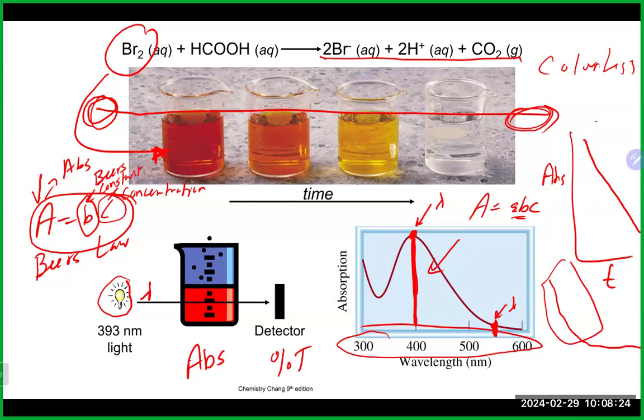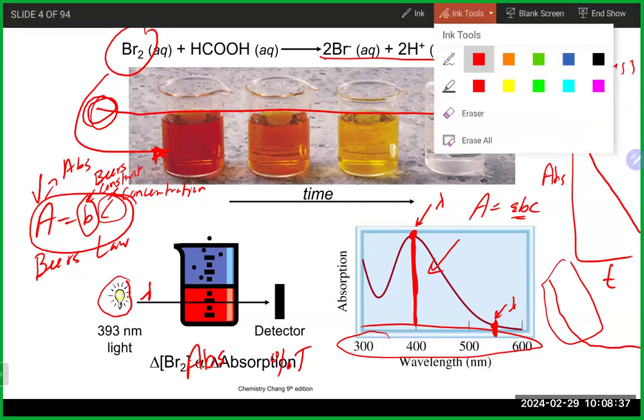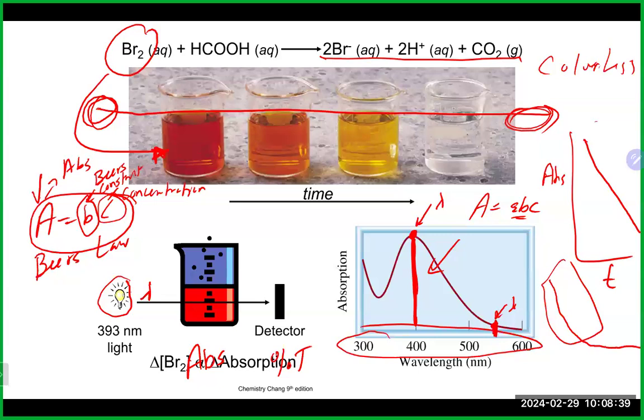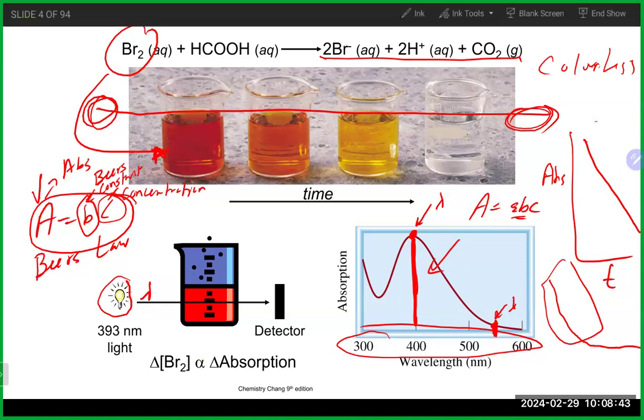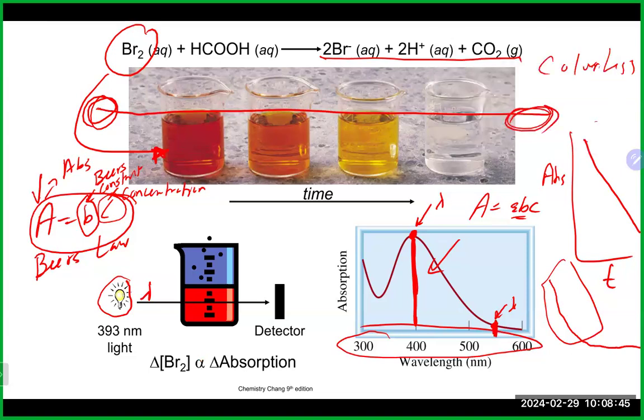Any questions on that there? All right. Yeah, it'll be somewhere in that area. So as I scribbled on the bottom there, the change in the concentration of Br2 in this particular case is again proportional to the absorbance. That's what the little symbol in the middle of those two means: proportional to.